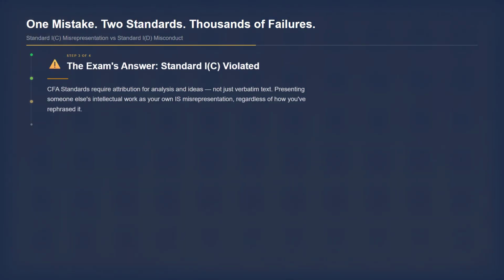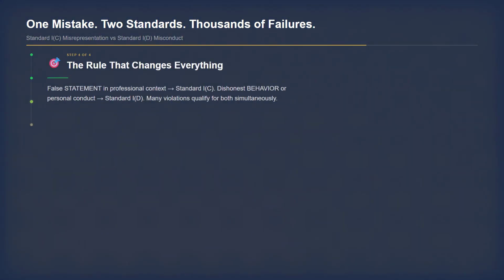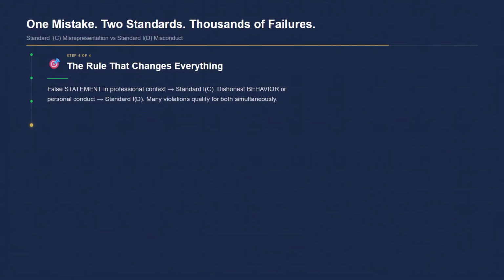And that same misunderstanding, applied to just 2 standards, trips up thousands of CFA candidates every year. The exam tests exactly one thing here: the difference between a false statement and a dishonest act. Get that distinction wrong and you'll lose points on questions where you thought you knew the answer.